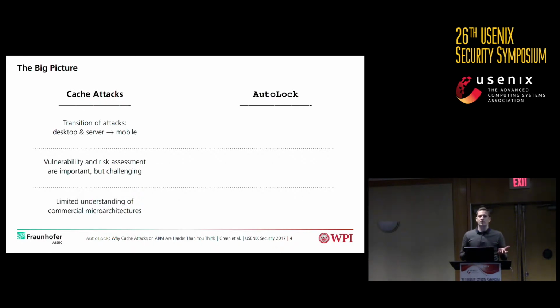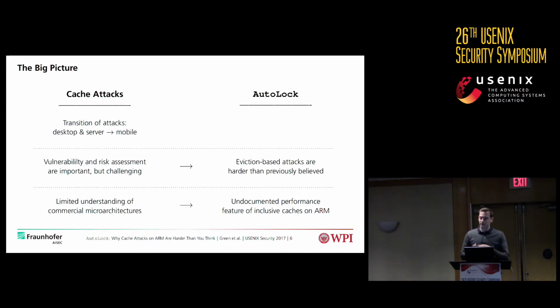So this is where AutoLock comes into play. AutoLock is an undocumented performance feature of inclusive cache levels on ARM that actually has a security implication, and that is it makes eviction-based attacks harder than what we previously thought. But then again, it is not an ultimate countermeasure, so we still need those to defend against cache attacks. So that's the big picture.